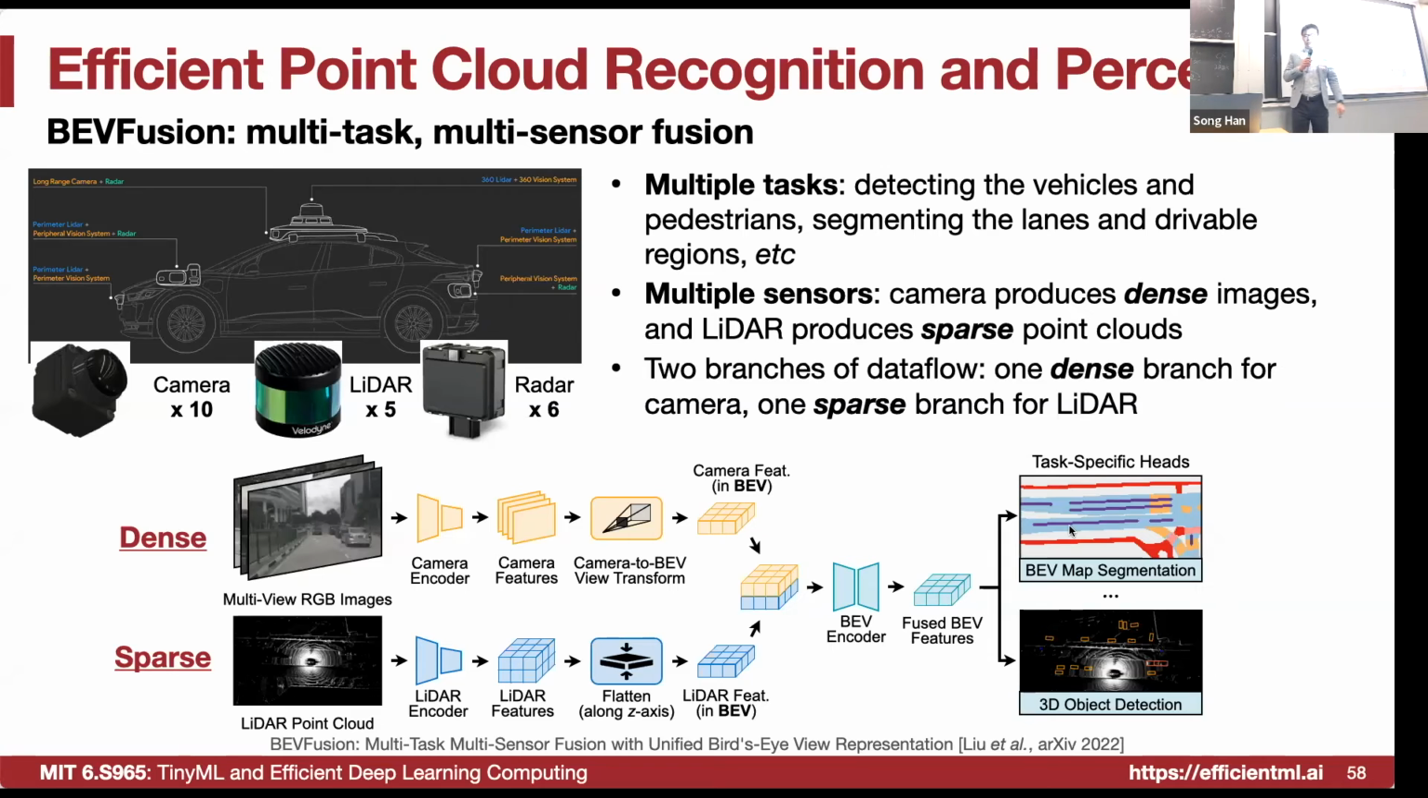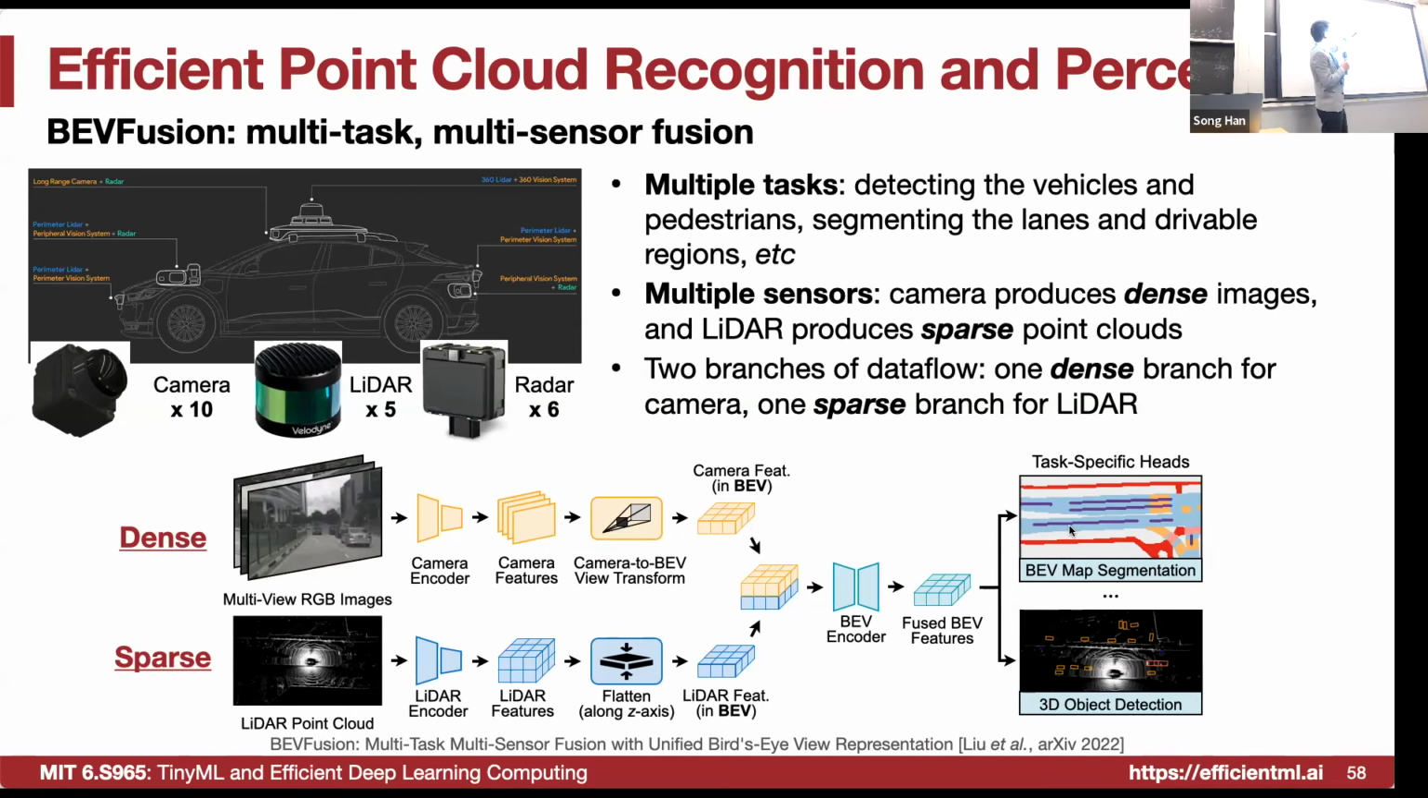Okay, so from a single sensor to multiple sensors. Usually in order to do real-world applications, like auto-driving applications, multi-sensor fusion is very crucial, right? We have not only a lot of cameras, but also a lot of LiDARs and even radars, right? So we have to define the task a bit more, one step further, by considering multiple tasks and multiple sensors.